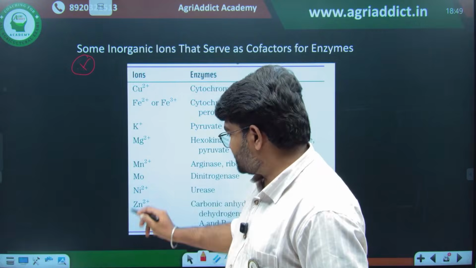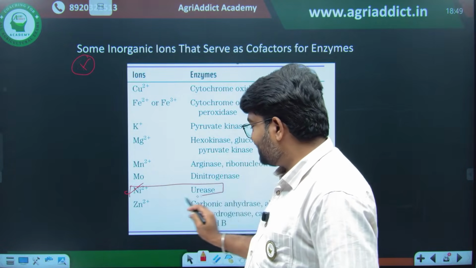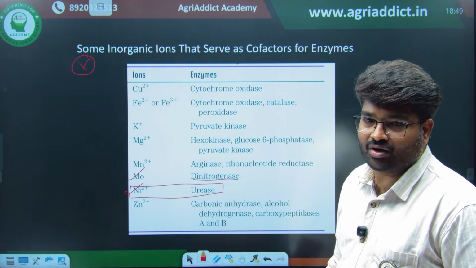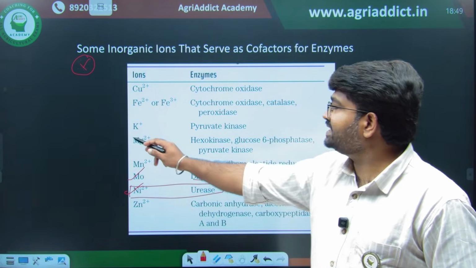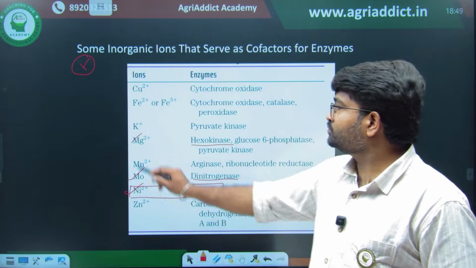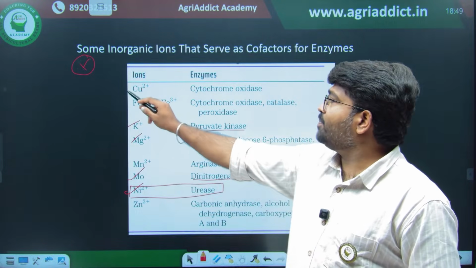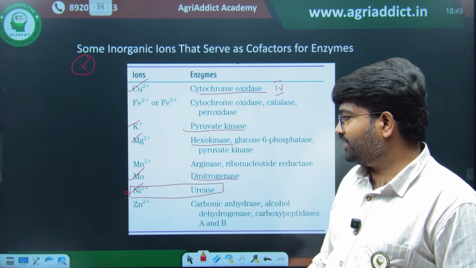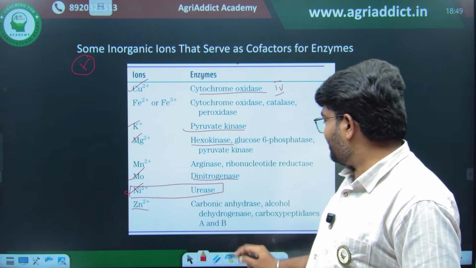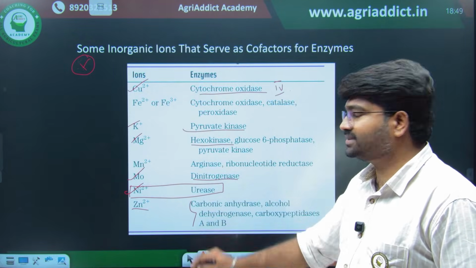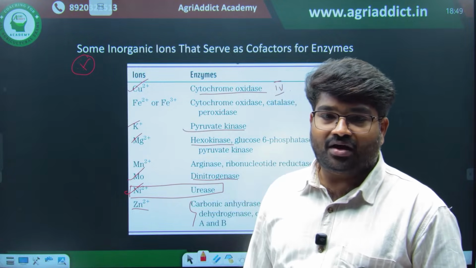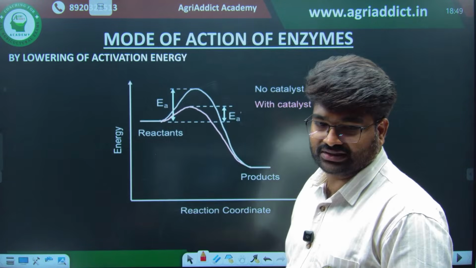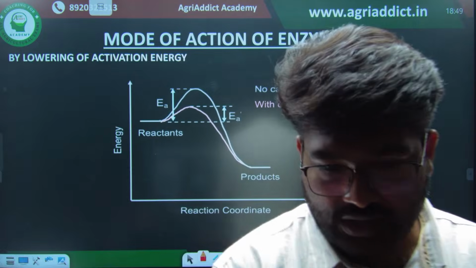Okay. Urease means nickel will act as a cofactor. A molybdenum containing enzyme is what? Nitrogenase is a molybdenum containing enzyme. Magnesium will act as a cofactor for hexokinase. Potassium for pyruvate kinase. Copper for what? Cytochrome oxidase, in complex 4 of ETC, that we have seen. Zinc for alcohol dehydrogenase and carbonic anhydrase. These are the examples of major coenzymes and cofactors. From here, surely you will get one question.